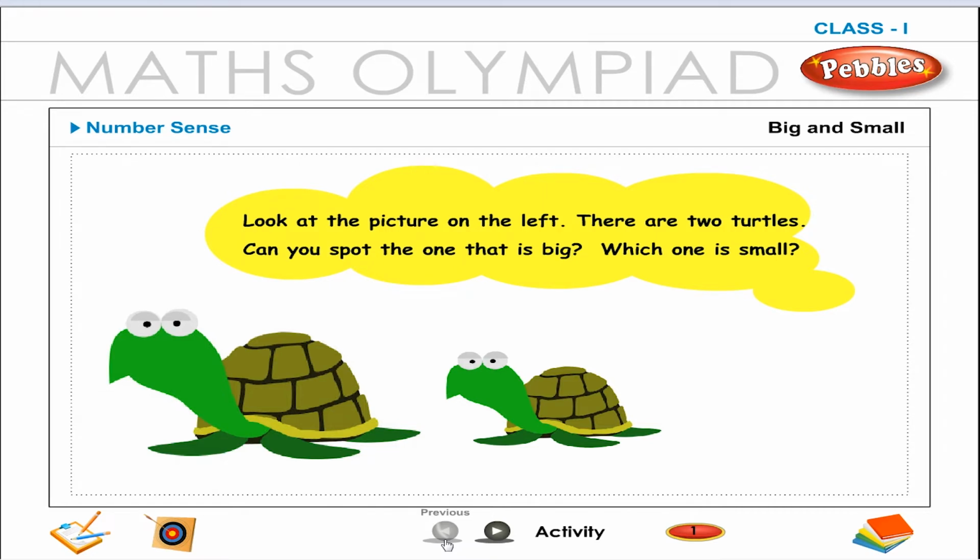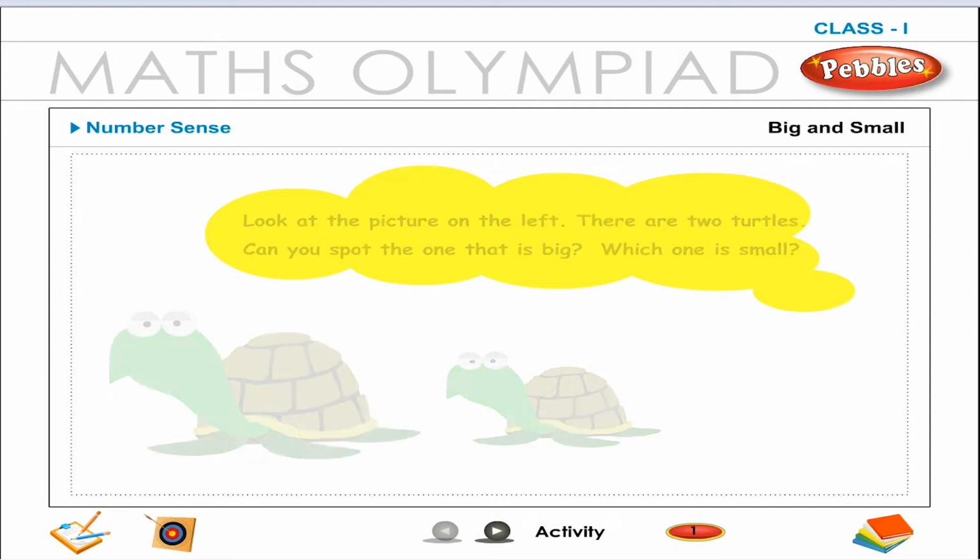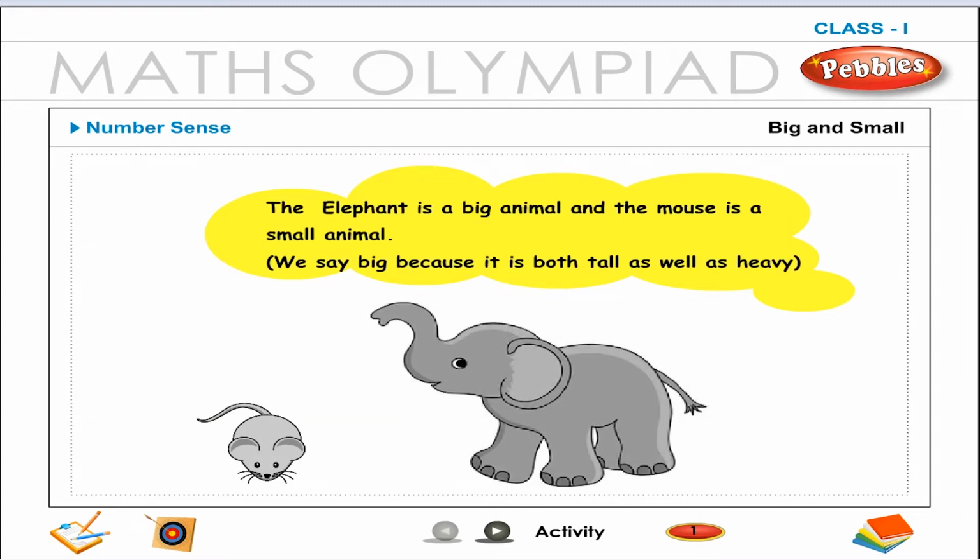Look at the picture on the left. There are two turtles. Can you spot the one that is big? Which one is small? The elephant is a big animal and the mouse is a small animal. We say big because it is both tall as well as heavy.